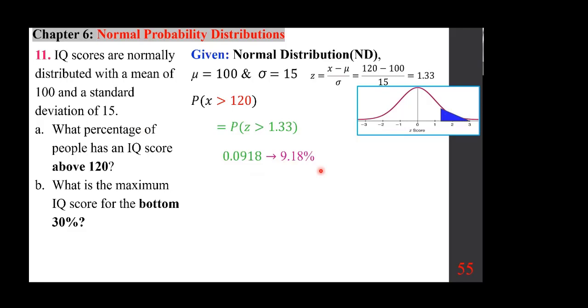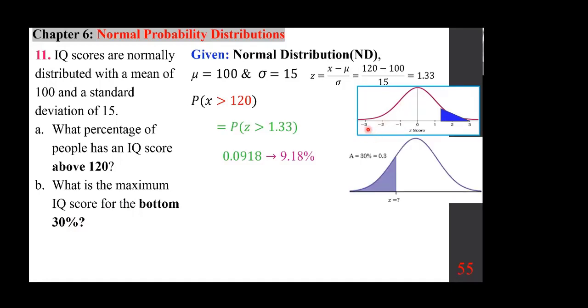Otherwise, you don't have to. What is the maximum IQ score for the bottom 30%? So for the bottom 30%, you have to come up with the area that is 0.3. Now you have to look up the table to find the z-score. Because we want the IQ score, the idea is from the area, go to the z, from the z, go to the x. Take a look at this formula.